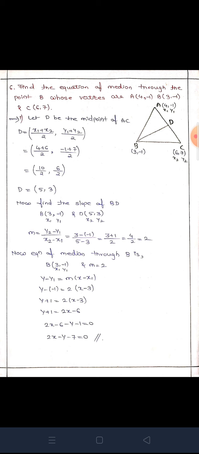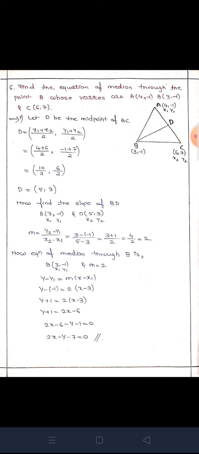Now the next step is to find the slope of the line BD. So B is (3, minus 1) and D is (5, 3). You have 2 points. So how to find the slope? m equals (y2 minus y1) divided by (x2 minus x1). Now put the values: (3 minus (minus 1)) divided by (5 minus 3). So 3 plus 1 divided by 2. So 4 divided by 2 will get 2.